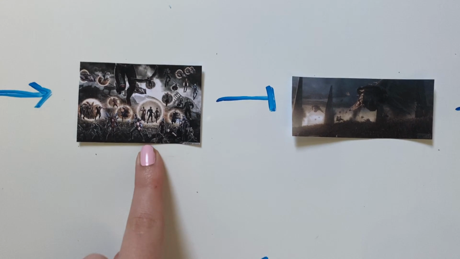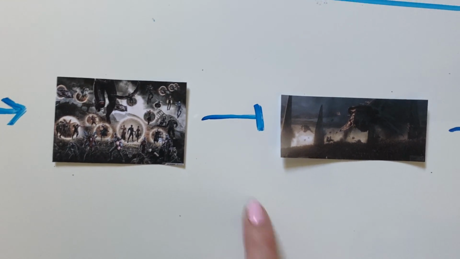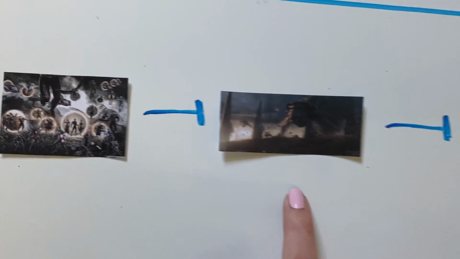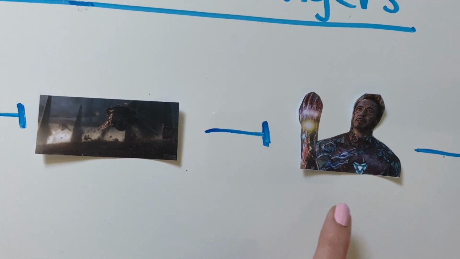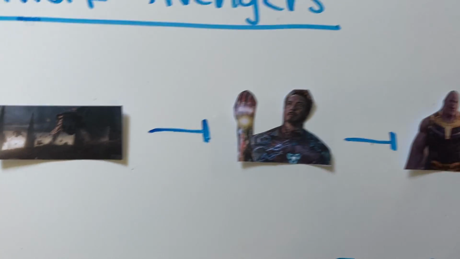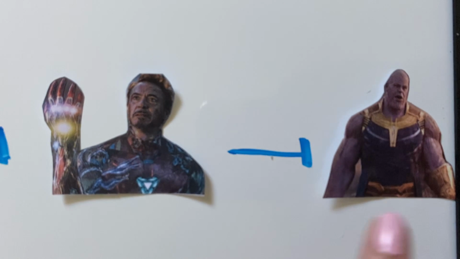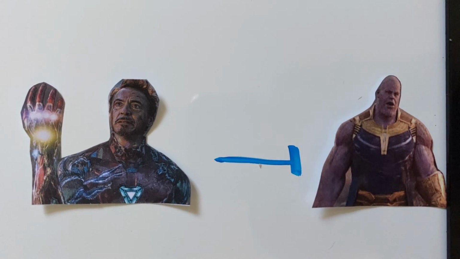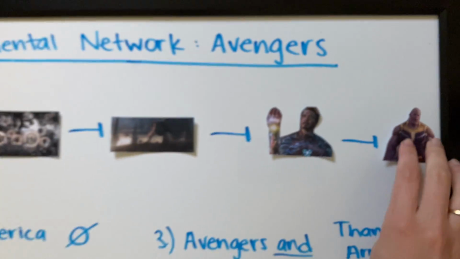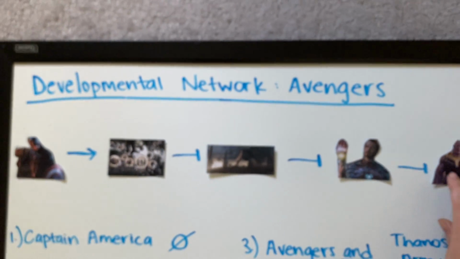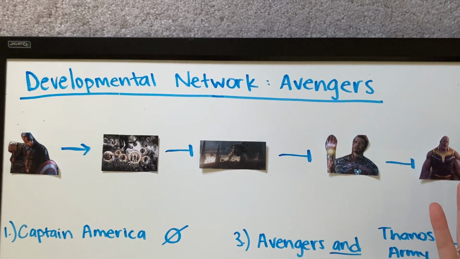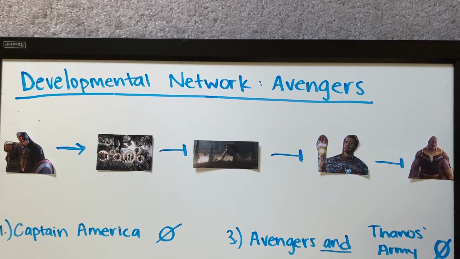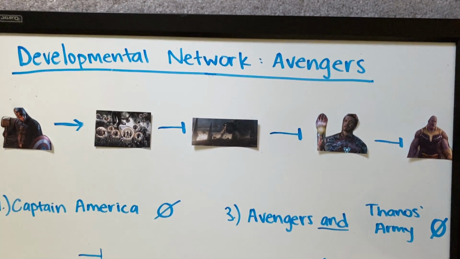Next, the Avengers are acting to inhibit Thanos' army, which coincidentally is also trying to inhibit Iron Man from inhibiting Thanos. And at the end of this pathway, if this were to continue, then it would prevent the final gene from acting. In this case, it would prevent Thanos from defeating the world.